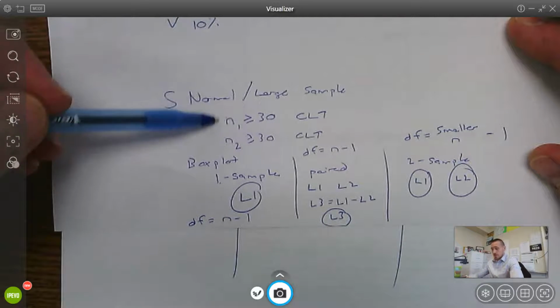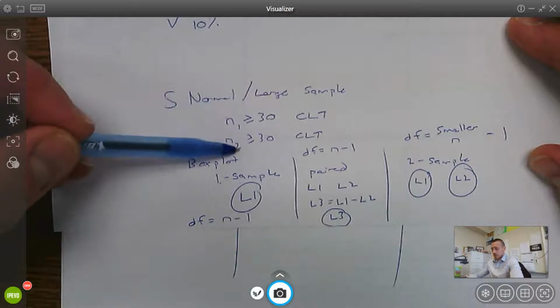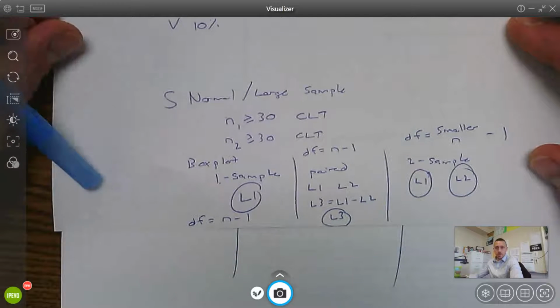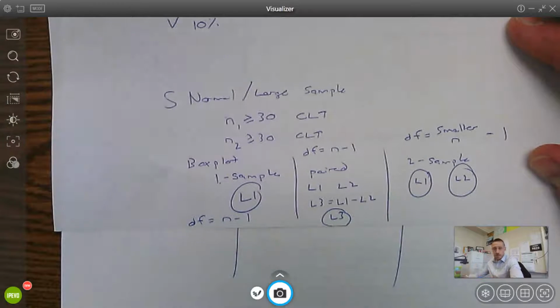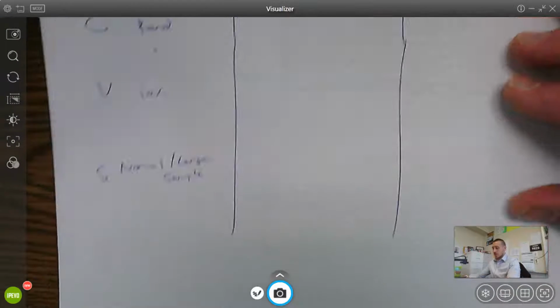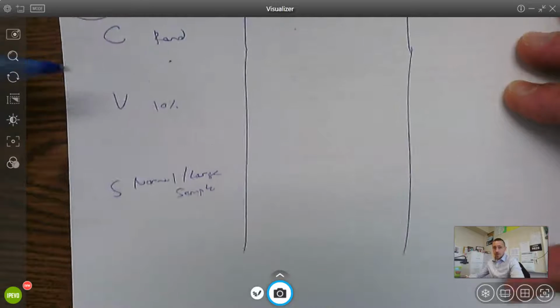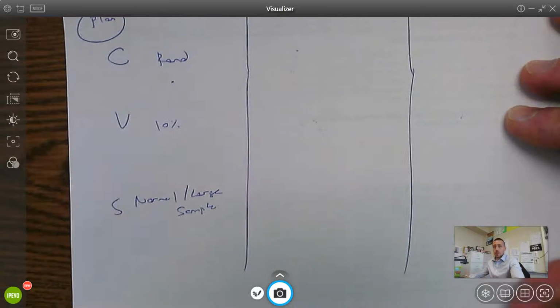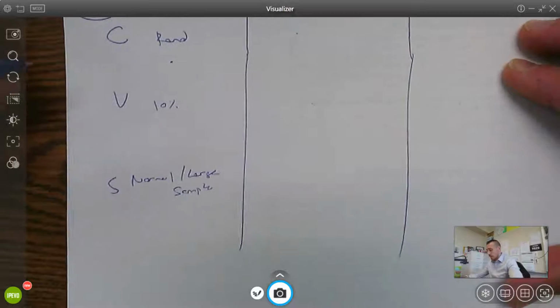If your sample sizes are both at least 30, be explicit, list both of them, show that the central limit theorem applies, and then that's it. Then you can name the procedure. So that takes us through the plan step. So the plan step is exactly the same for confidence intervals and tests for quantitative data.